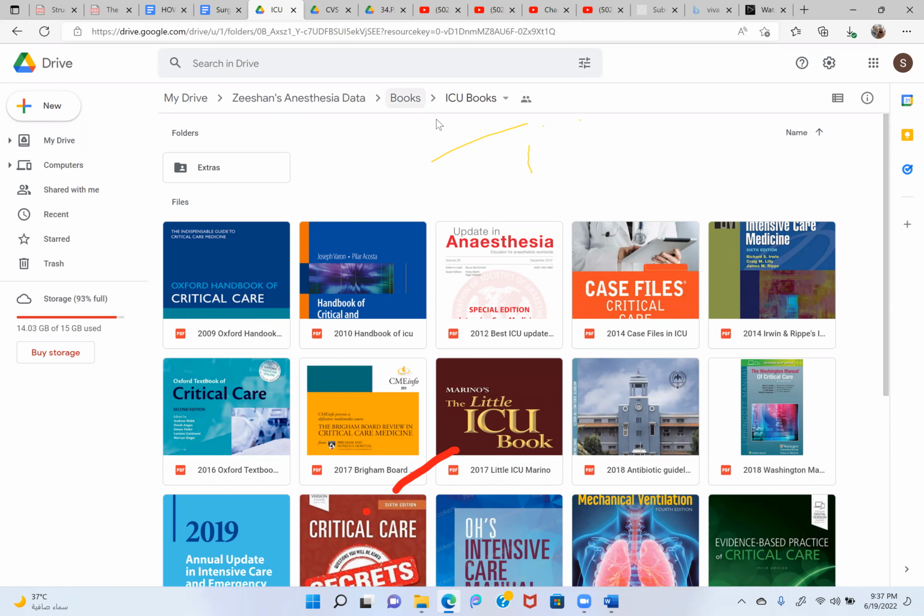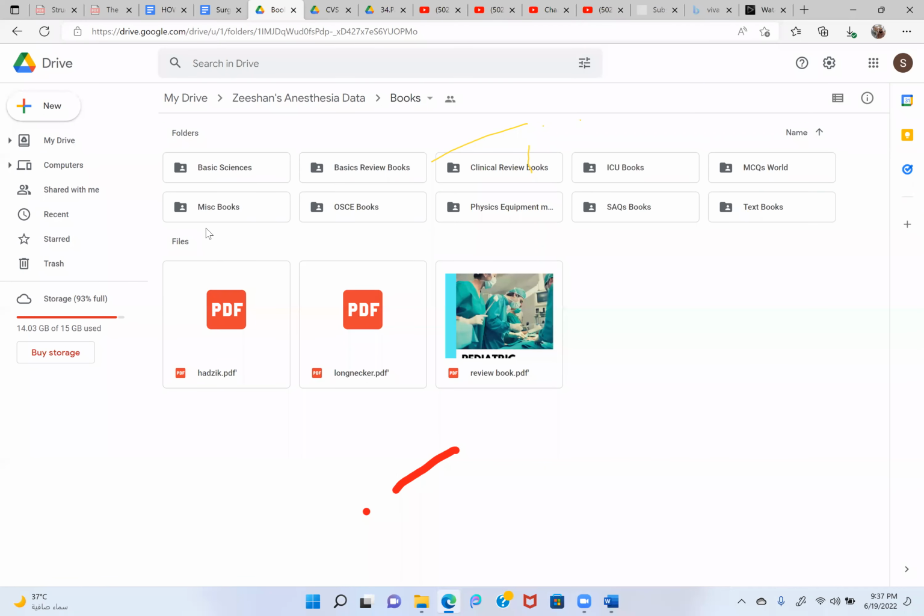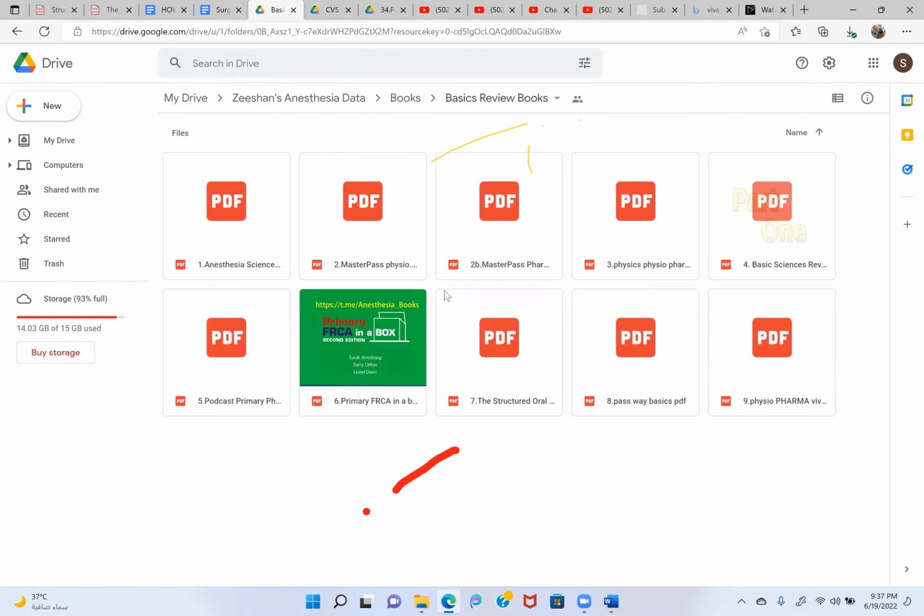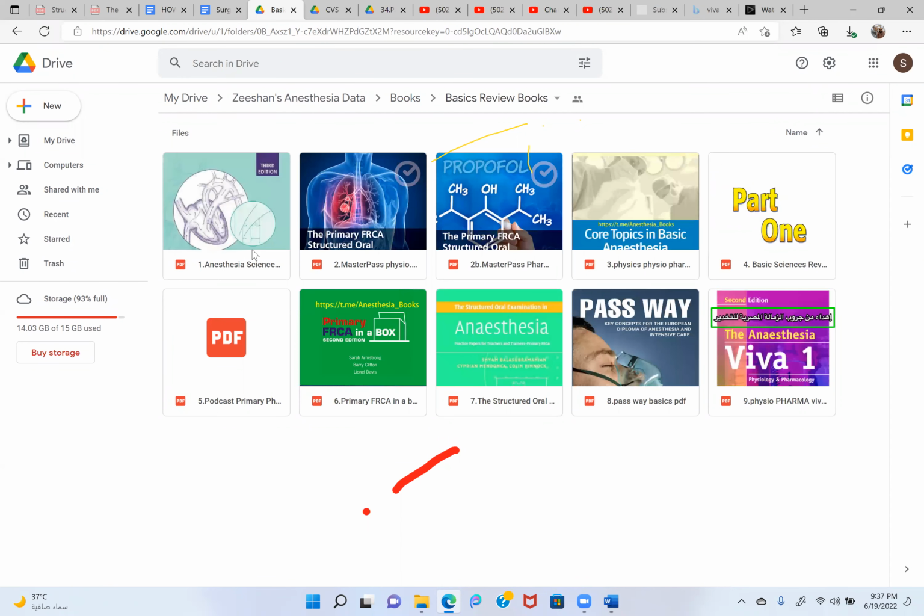So this is how you can study the basic sciences. If you want to clear your concepts, read this book. You will find all your topics. And some topics, if they are not covered here, you will find them in a master pass.